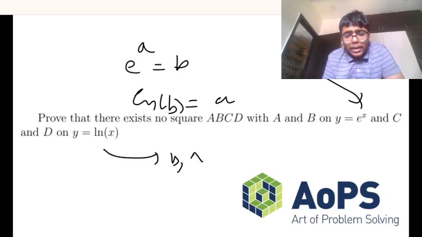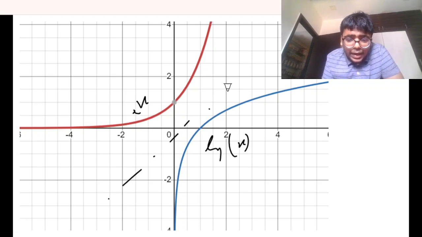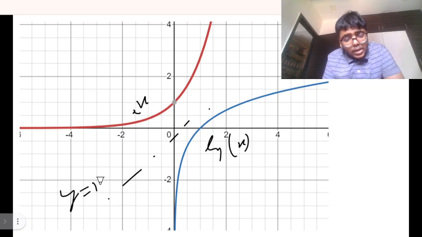If (a, b) is on e raised to x, then (b, a) will be on ln x. This is what we mean when we refer to such functions. That means that they will become symmetrical about a very fine line known as y equals x. This makes the graph part of the question. This relates these functions well enough.